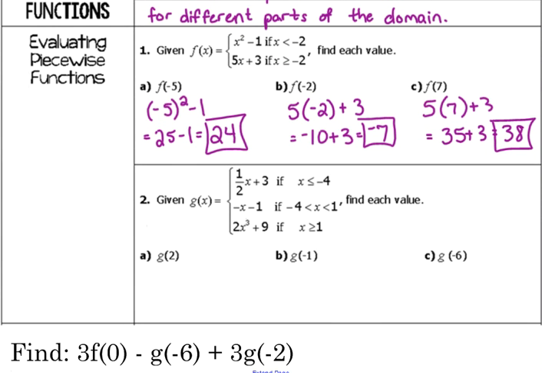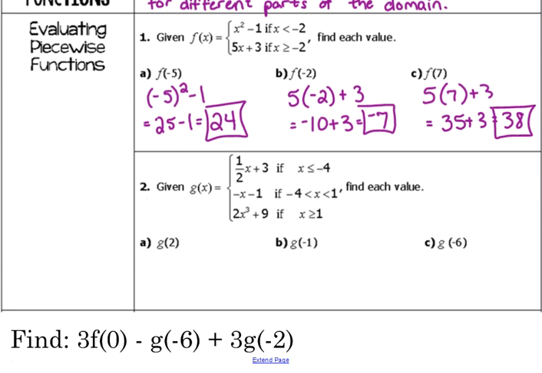Okay, we can have more than one piece. Okay, we can have more than 2 pieces. We can have 3 pieces. Usually we're not going to deal with more than 3 pieces, but it is possible to have more than 3 pieces. So we've got when x is less than or equal to negative 4, when x is between -4 and 1, and when x is greater than 1.